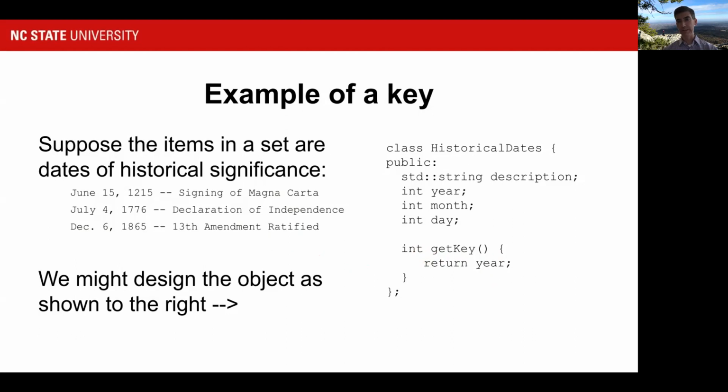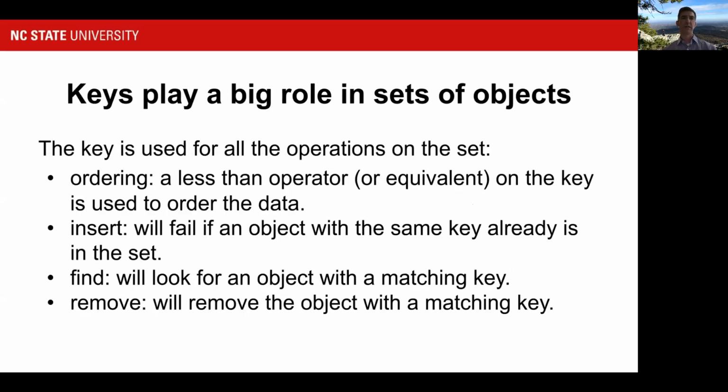Keys should be unique for the object they represent. And I don't want to be forced into only having one historical event per year. So that's not really a good key. Maybe it would work for some set of historical dates, but it may not work in general. So the key plays a big role in sets of objects.